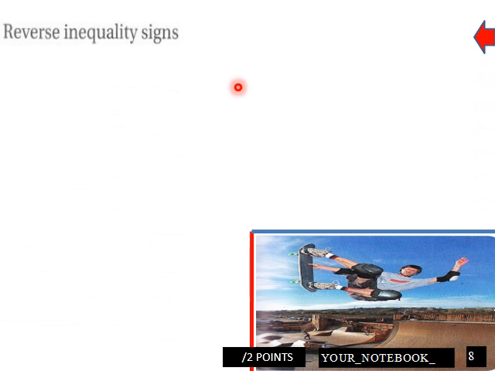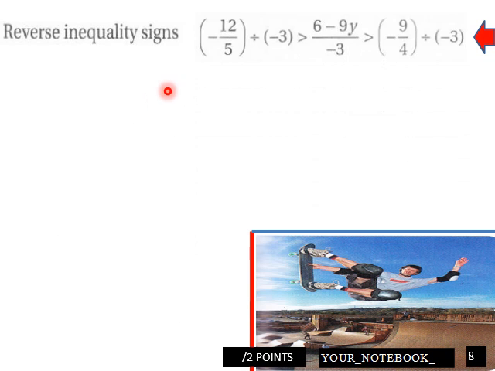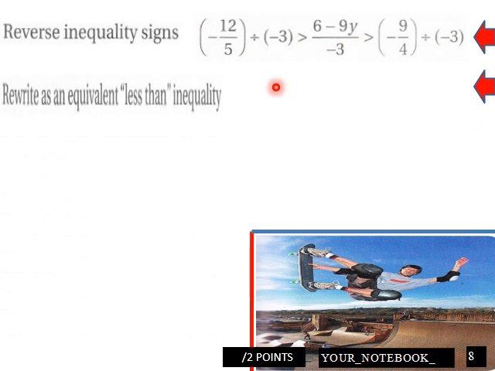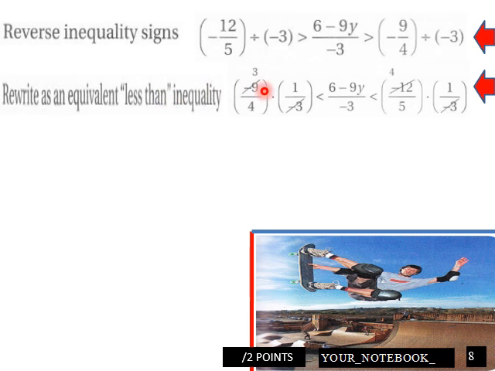Slide number 8 here. Reverse inequality signs here because we multiply through by -1. Rewrite as an equivalent less-than inequality. Here, we went from here to here. And then we're canceling, simplifying this expression here.